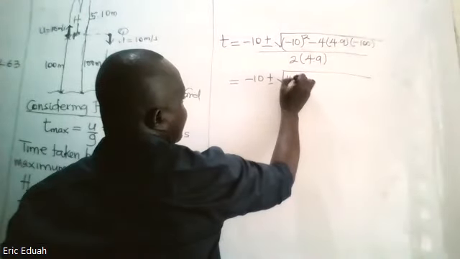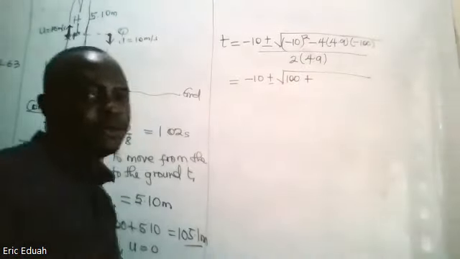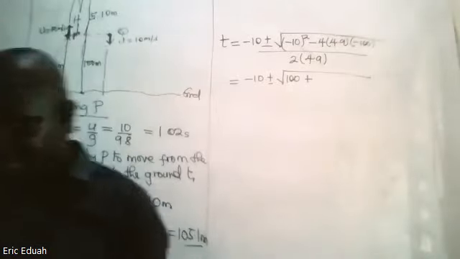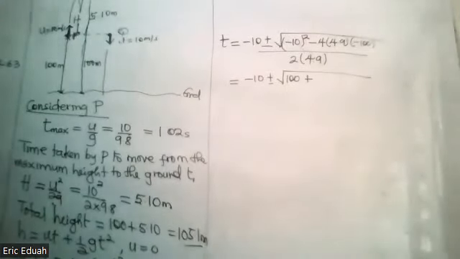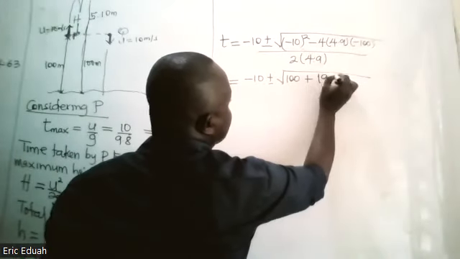Negative 10 squared will be 100. This is negative, negative, so plus. What is 4 times 4.9 times 100? Put that together and then give me the final result. 1960. Okay, so 1960.